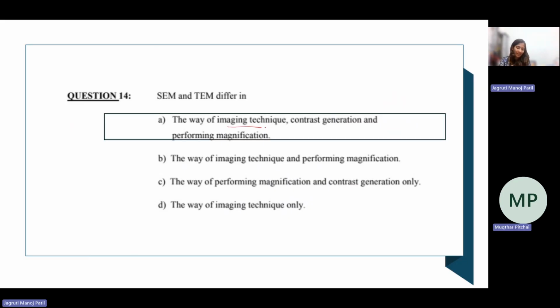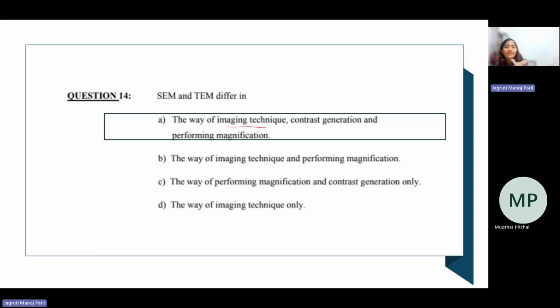Exactly. But I'm not clear on how imaging technique is different. I know contrast generation. I understand the imaging technique, there are so many lenses involved in TEM. Magnification is also very high in TEM, compared to that SEM is low. TEM is better than 1 nanometer, it can work at 0.2 nanometer. But contrast generation means bright field, dark field kind of things, ma'am.